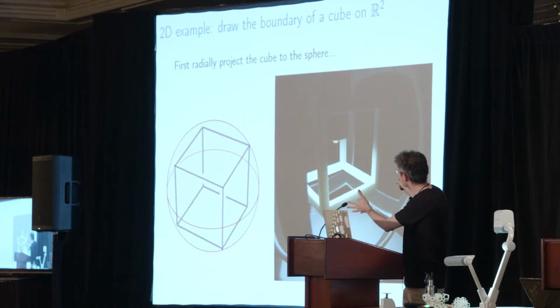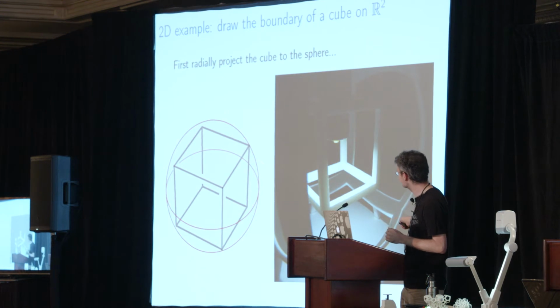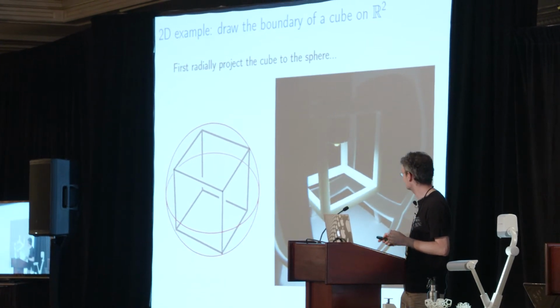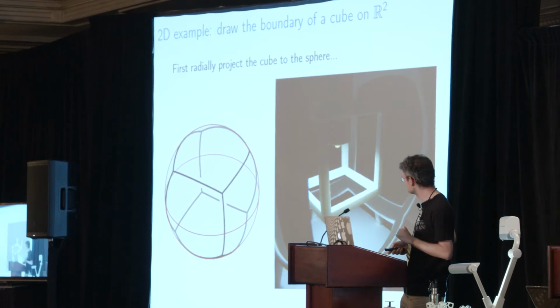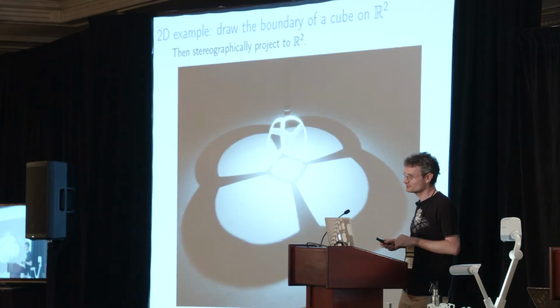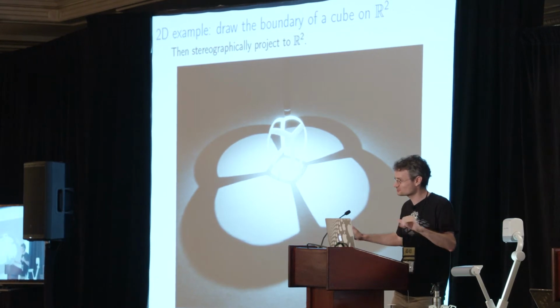So if I want to draw a picture of a cube on the plane, first I have this cube inside of the sphere, and I sort of blow it up, or I radially project it to make a beach ball version of the cube, and then I project that down onto the plane, and now I've got a sort of curvy version of the ordinary cube in the 2-dimensional plane.